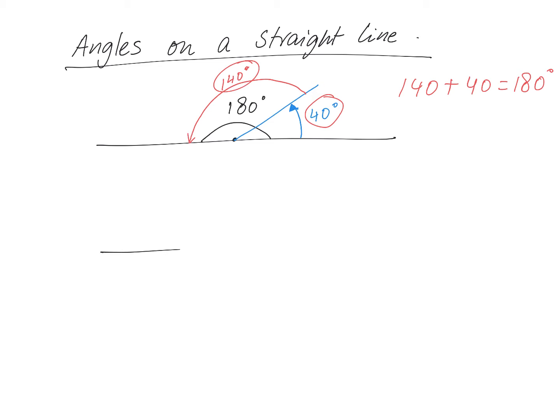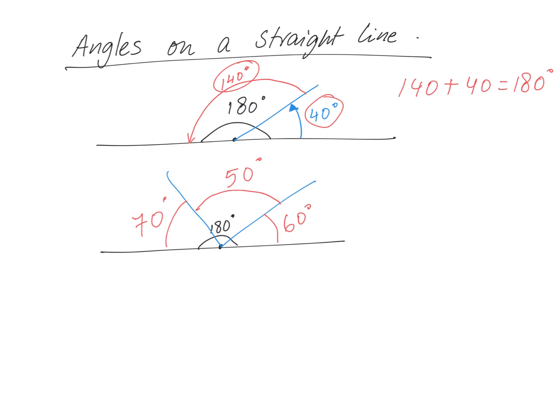What if we take the same case and split it even more? So we've got our 180 degrees, and let's split it into 3 sections. So we've got this, and then let's write some values. So maybe this is 60, this is 50, and this is 70. Now if I were to add 60, 50, and 70, I should always get 180 degrees.